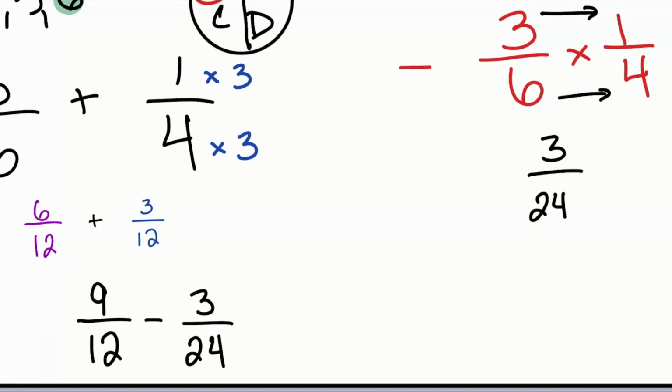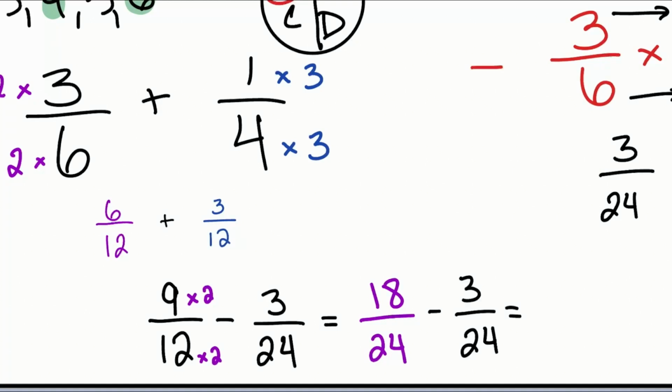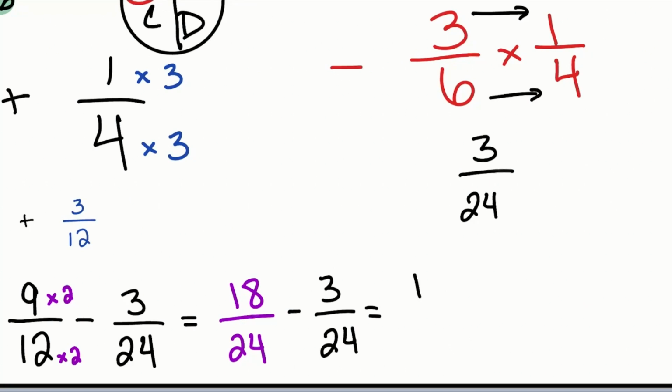So with that, let's go ahead and modify that first fraction nice and easy. Let's multiply the denominator and numerator here by 2 so we can get that 24. So when we move things over, 9 times 2, that's going to give us 18. 12 times 2, that's going to give us 24. And then we'll be subtracting the 3 over 24. All right, everybody, what is 18 subtract 3? Yep, that's going to be 15. And so we have 15 over 24.